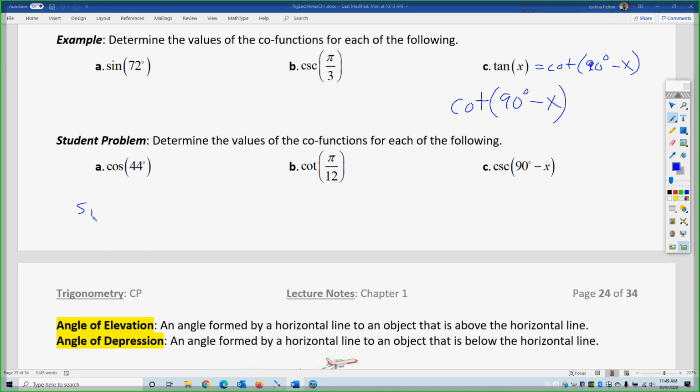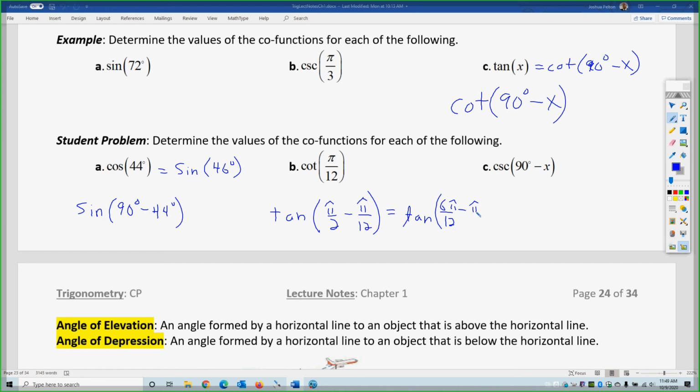Okay, so cosine is equivalent to sine of 90 minus 44 degrees. So essentially this is equal to the sine of 46 degrees. And over here, this is equal to the tangent of pi over 2 minus pi over 12. So common denominators, it would be 12, wouldn't it? So if I multiply by 6, that's 6 pi over 12 minus pi over 12 gives me the tangent of 5 pi over 12.